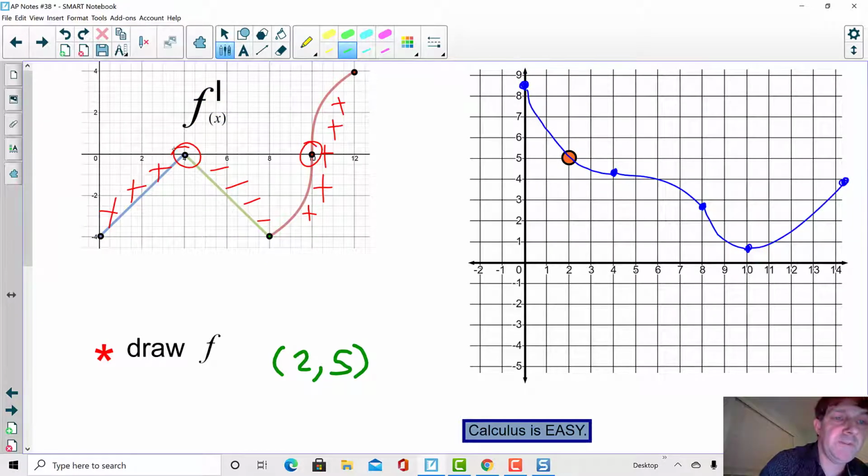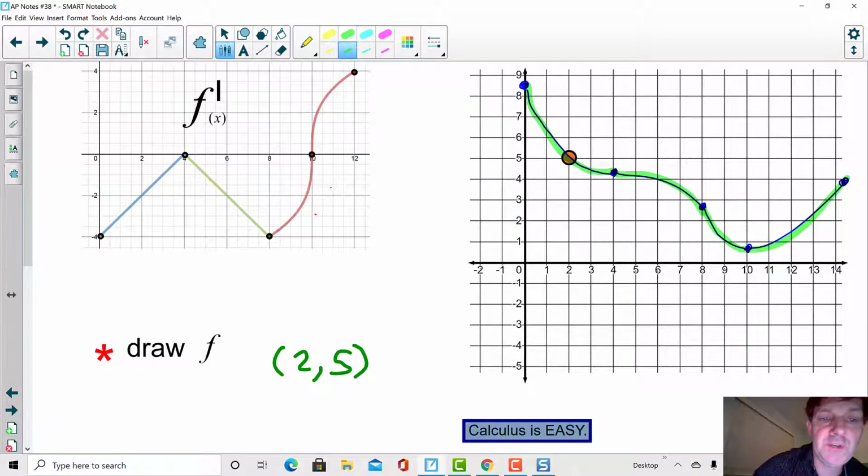Also, our second derivative is positive between 0 and 4. So that means our original function should be concave up between 0 and 4. Then our second derivative is negative until you get to x equals 8. So our original function should be concave down until you get to x equals 8. After x equals 8, our second derivative is always positive. So we would expect our function to be concave up after x equals 8. You see that we are concave up after x equals 8.